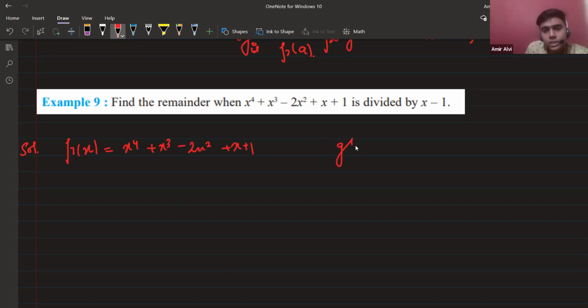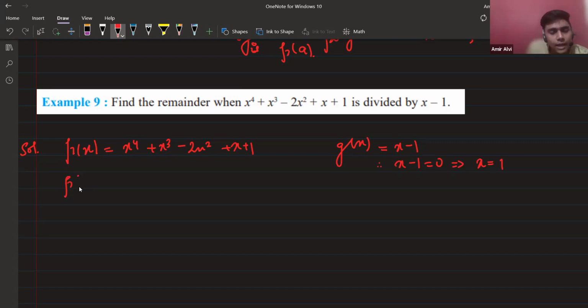And suppose it's g of x. g of x equals x minus 1. So if it is dividing by this, x minus 1 should be equal to 0, because we need to find the zero of this polynomial. So x is equal to 1, or not? Yes. So, clear?